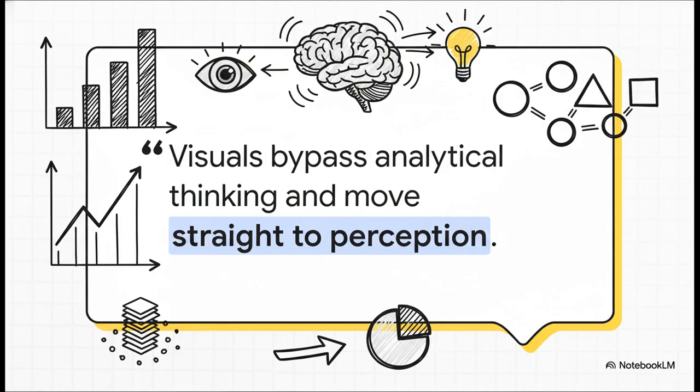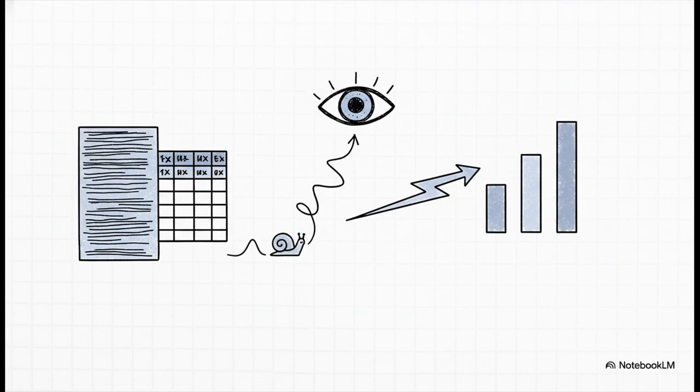See, visuals have this amazing ability to bypass all that slow analytical thinking and go straight to perception. It's an instant hit. And when I say faster, I mean way faster. Think about it. You don't really read a chart, do you? You just see it. That first impression, that gut feeling you get, happens in a flash. And that's exactly why the design choices behind any visual are so important.